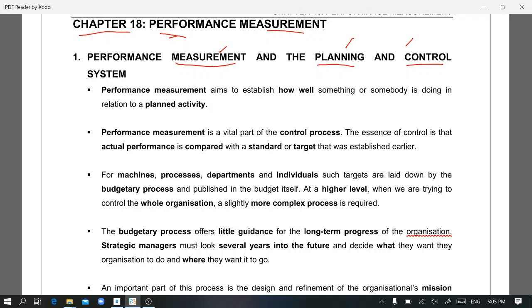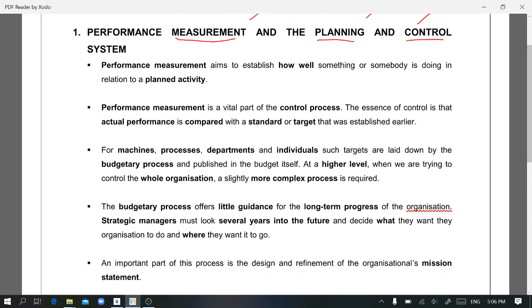Okay, chapter 18, performance measurement. So performance measurement, you can see from point 1, performance measurement and the planning and also the control system. Everything starts from planning, and once we've got the planning, of course we need to measure. When we have measurement, we see whether we are on track or not on track, then we can apply proper control. So planning, measurement and control.